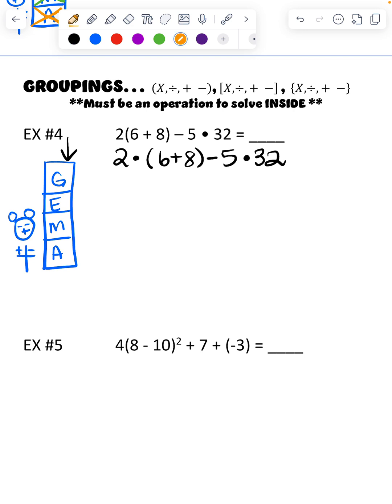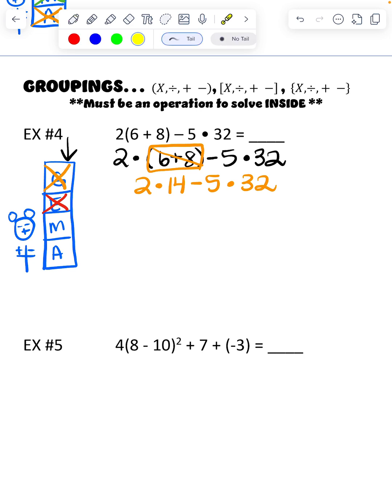I'm going to find my first grouping, which is here. I'm going to box it and solve it. So what is 6 plus 8? Well, they're both positive numbers, so that's just going to be 14. Then I cross it off and rewrite everything outside of my box. I'm all done with my groupings. Then I move on down my tower and ask, do I have any exponents in this particular problem? I don't have any exponents, so I'm going to mark off exponents.